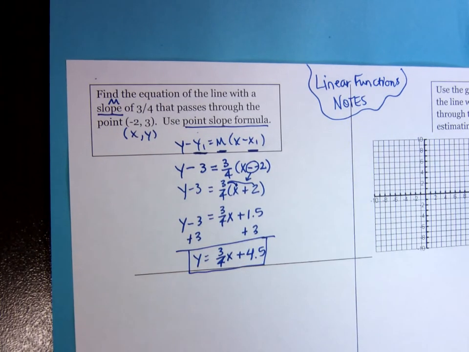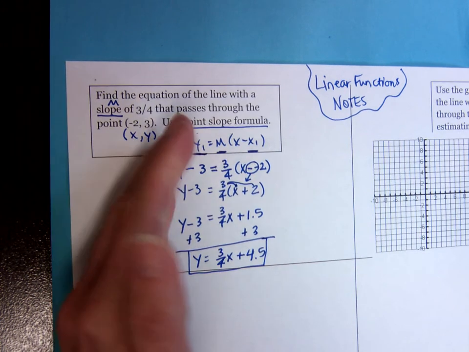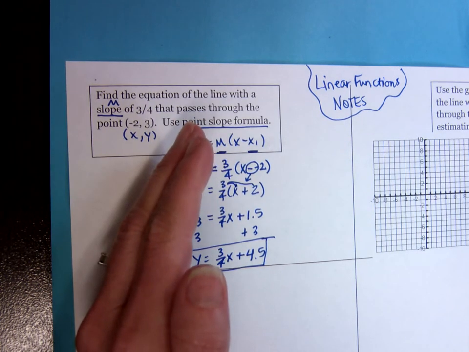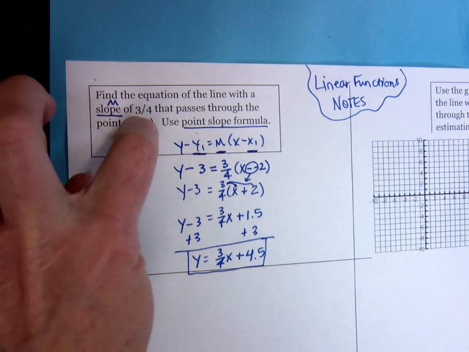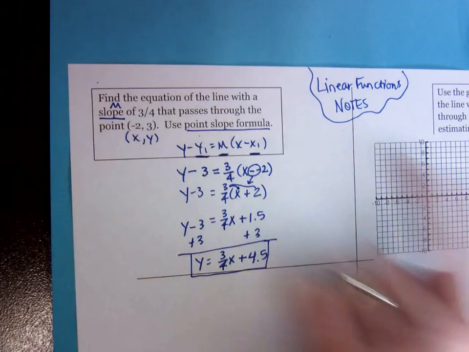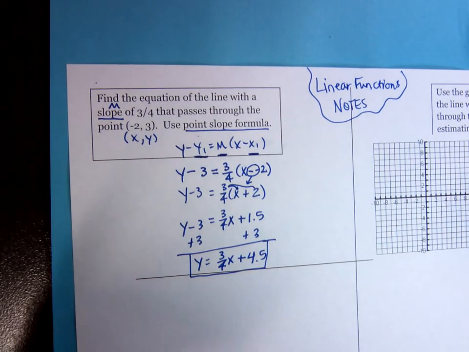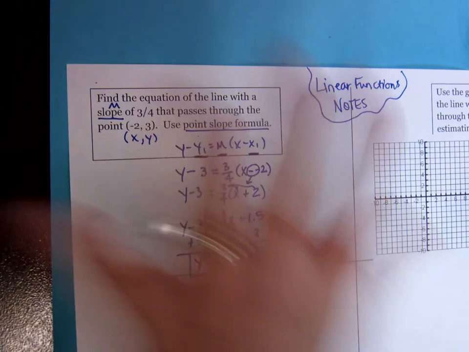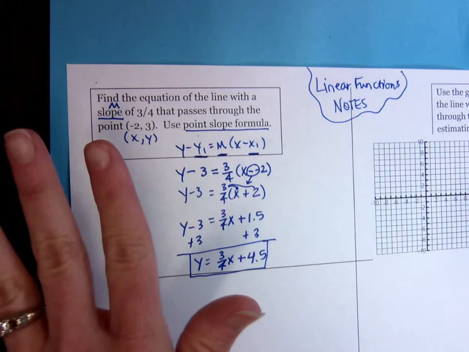Okay, so as you can see, this is one way for us to find the equation given this point and this slope. On the second one, we're going to get that same answer, but we're going to start a different way. So forget that this is your answer. Forget that you've done this problem, okay?